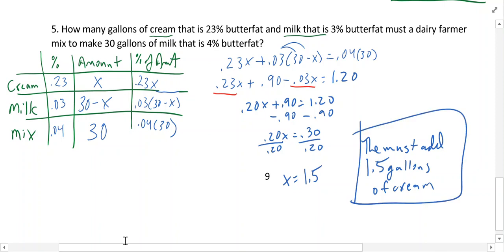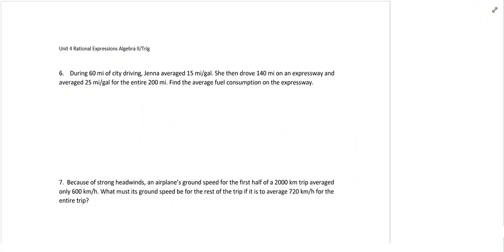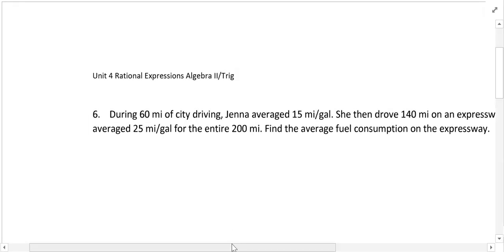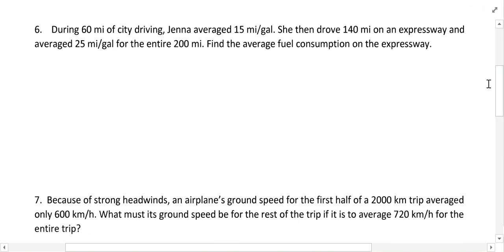All right, let's go ahead and go to our last page here. Let's take a look at this word problem. It says, during 60 miles of city driving, Jenna averaged 15 miles per gallon. She then drove 140 miles on an expressway and averaged 25 miles per gallon for the entire 200-mile trip. Find the average fuel consumption on the expressway.